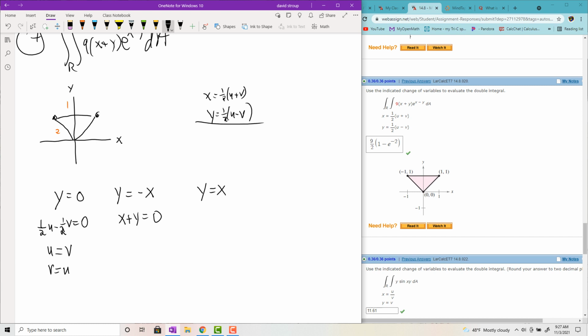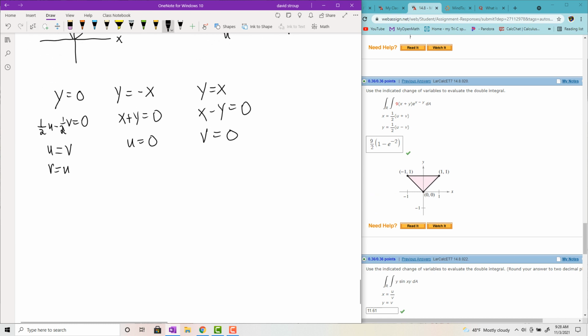And again, you can play this game where you just add these together. X plus y equals u. So we have u equals 0. And then here, this is x minus y equals 0. So x minus y, if you play the same game, will equal just v. So v will equal 0.